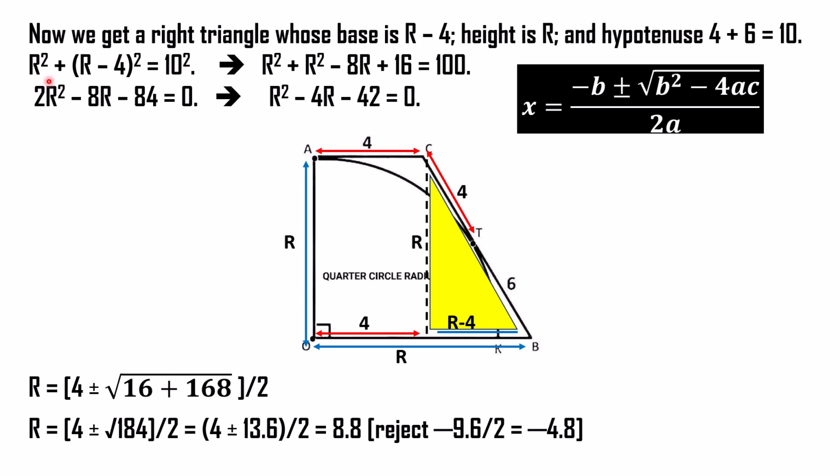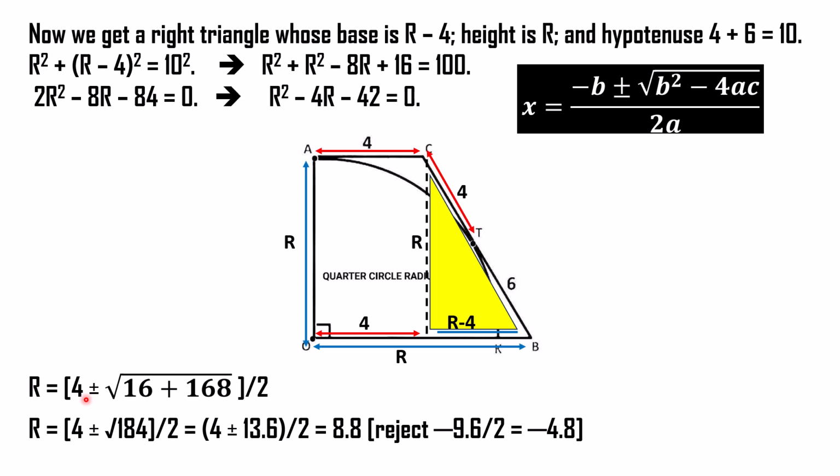R square plus R minus 4 whole square equal to 10 square. This R minus 4 whole square you expand. So we get this equation, and then finally dividing by 2 we get R square minus 4R minus 42 equal to 0. Now we will use the quadratic equation formula, that is x equal to minus b plus minus square root of b square minus 4ac by 2a.